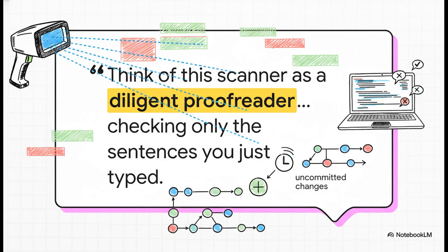I absolutely love this analogy because it just perfectly captures the idea. You see, instead of scanning your entire project every single time, which would be super slow, this tool is smart. It focuses only on your uncommitted Git changes, literally the code you are writing right now. This gives you instant feedback when it matters most.